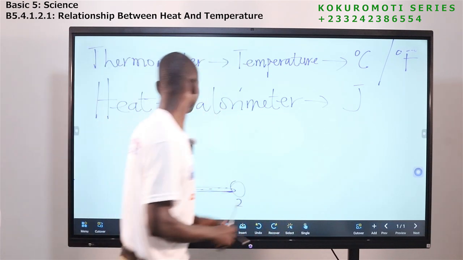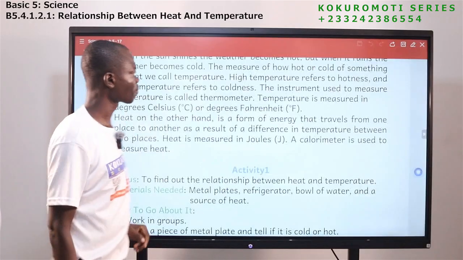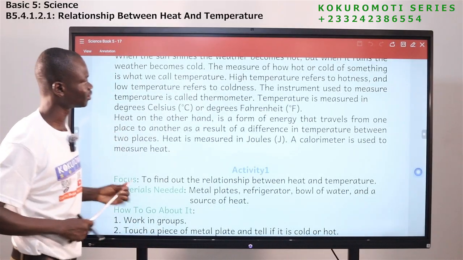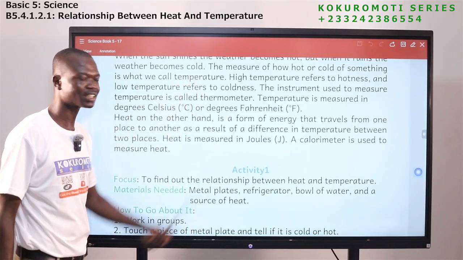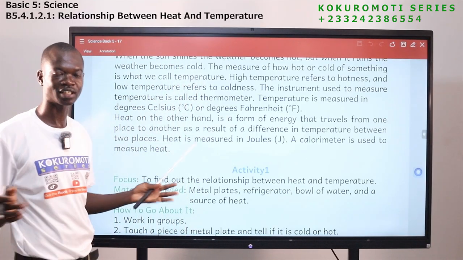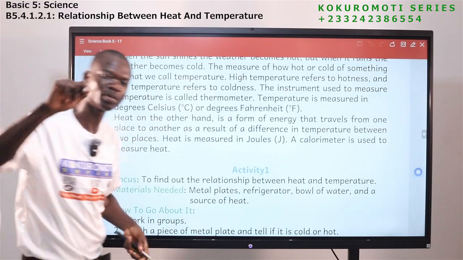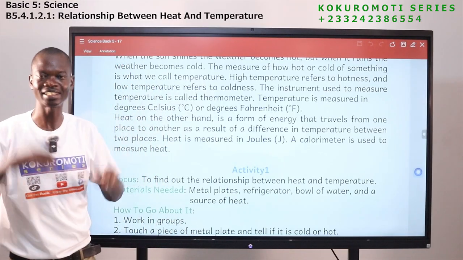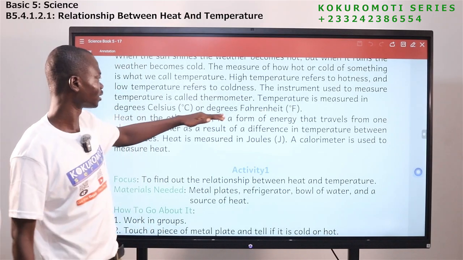Now let's go back. So here we are saying that the instrument used to measure temperature is called thermometer. If you want to measure how hot or how cold my body is, if I want to measure how hot or how cold your body is, I need an instrument, I need a device, and the device is called what?